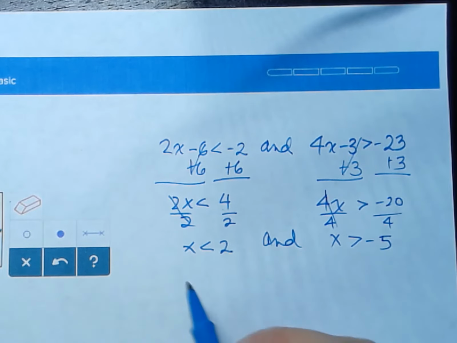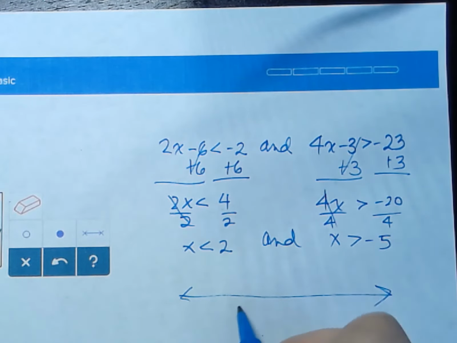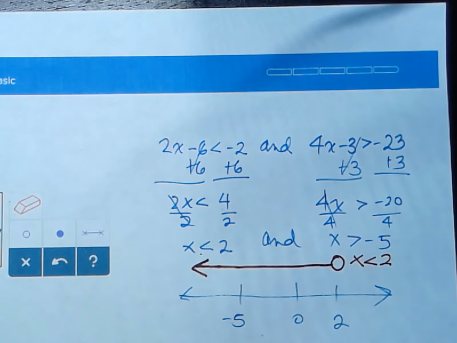Okay, so this time, let's look at it on a number line. I'm going to draw each piece. So here's negative 5, here's 0, here's 2. So this time I say x is less than 2, so I'm going to draw it up here because this one's a little sticky, okay? There is a picture of x is less than 2. And now in a different color, I'm going to draw x is greater than negative 5. So here is a picture of x is greater than negative 5.